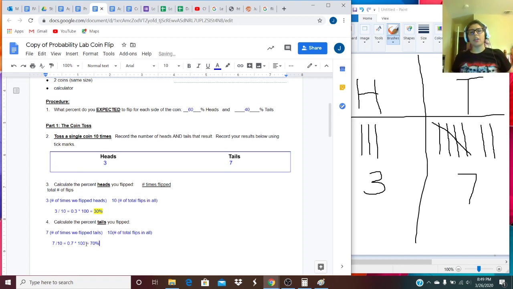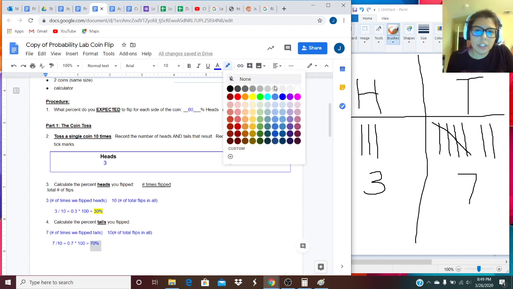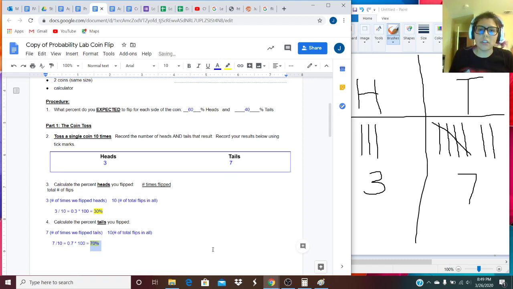Another way you could have figured out tails, you could have literally just done 100% minus 30%, and that would have also given you 70%. Okay, so how you do that math in your head is, you should be getting these numbers, and I need to see your work.